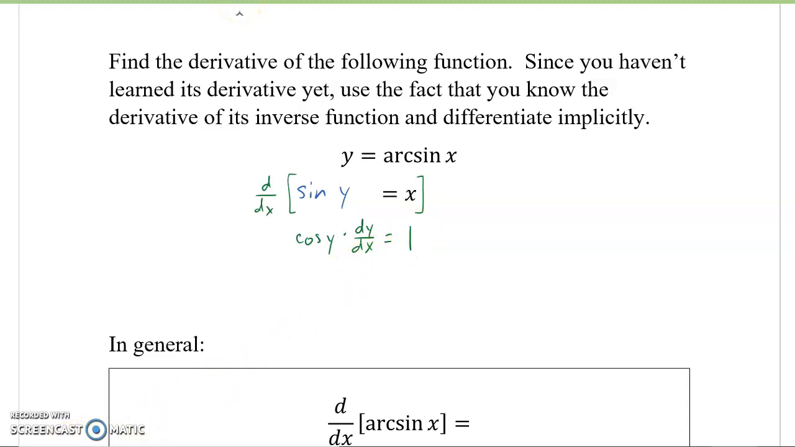So this is pretty easy to solve for dy dx, isn't it? I mean, we just have to do a quick division, and we get dy dx equals 1 over the cosine of y. Or if you prefer, to get rid of the fractions, we can call that the secant of y. All right, but if I say what is the derivative of the arc sine of x, I really don't want to have that answer in terms of y.